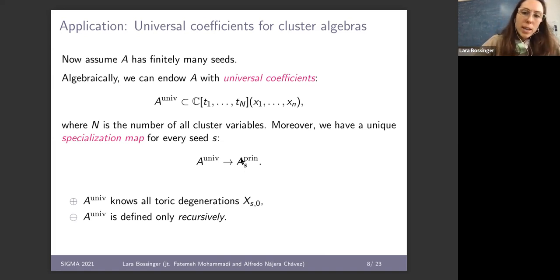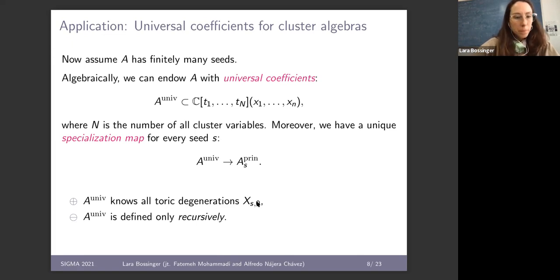So specializing all the t's that do not correspond to one fixed seed to 1 and all the others to 0, we get the toric semigroup algebras that define the toric varieties of the principal coefficient degeneration.